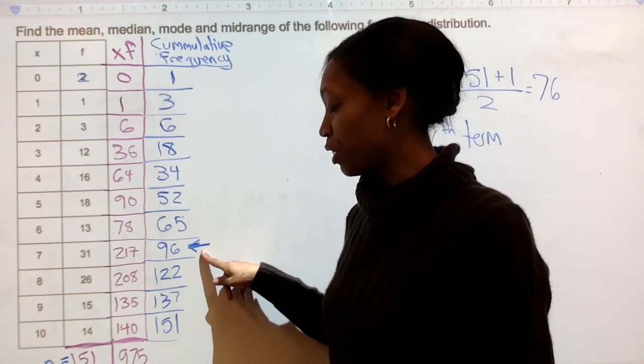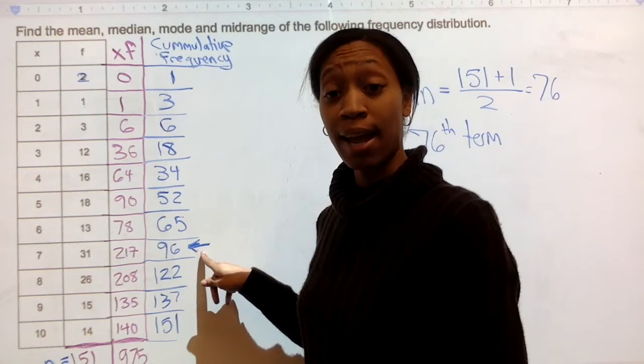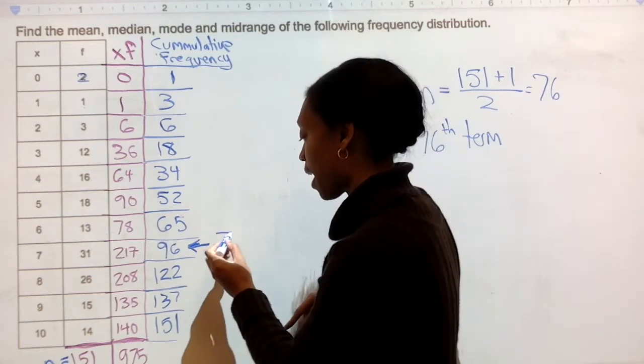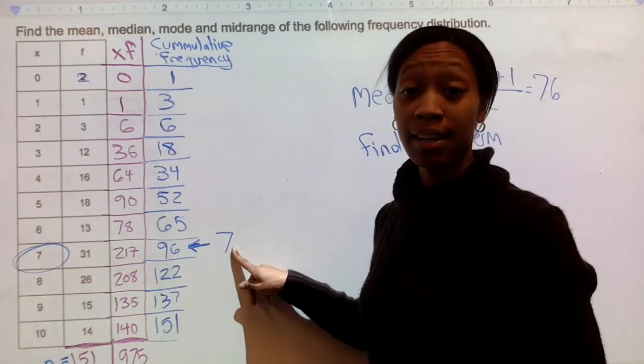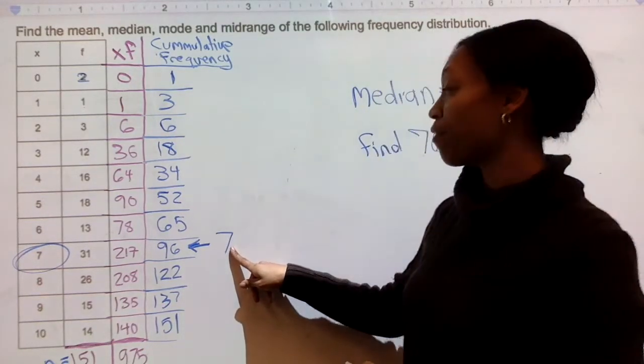So I can see that within this bin, when I got to the 76th term, I was adding a 7. So 7 is my 76th term. 7 is my median.